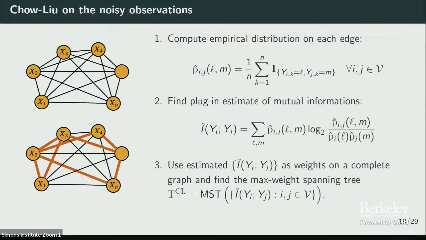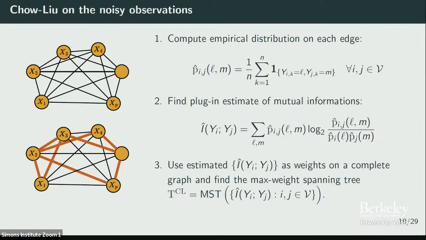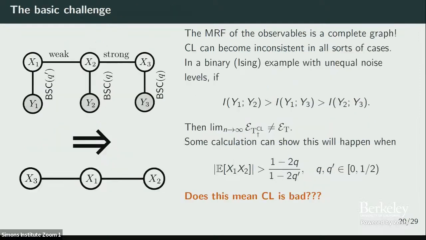So what can go wrong? Remember, the Chow-Liu algorithm computes the pairwise distribution on every edge, then finds plug-in estimates of the mutual information, and then outputs the maximum weight spanning tree. If we do that, the problem is the Markov random field. If I think about the distribution on the y's, the Markov random field is a complete graph. So Chow-Liu on the face of it should not work in that setting, because your underlying model, if I think about the y's, is not a tree, it's a complete graph. That's why Chow-Liu can become an inconsistent estimator.